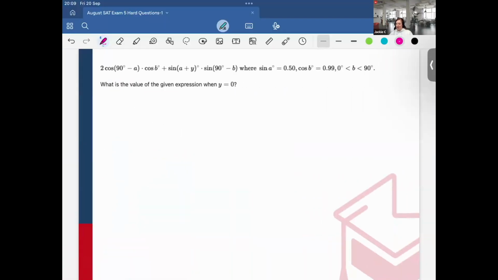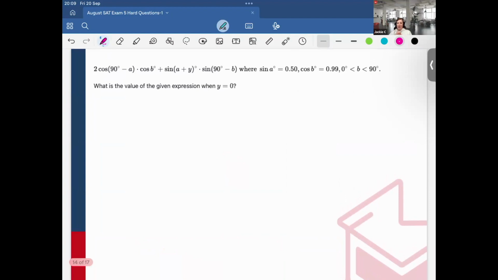Wasn't that amazing? Continuing our journey. Oh my goodness, a trig question. Okay, so we have 2 cosine of (90 degrees minus a) times cosine b plus sine of (a plus y) degrees multiplied by sine of (90 degrees minus b), where sine of a degrees is equal to 0.50, cosine of b degrees is equal to 0.99, and b is in between 0 and 90 degrees. What is the value of the given expression when y equals 0?